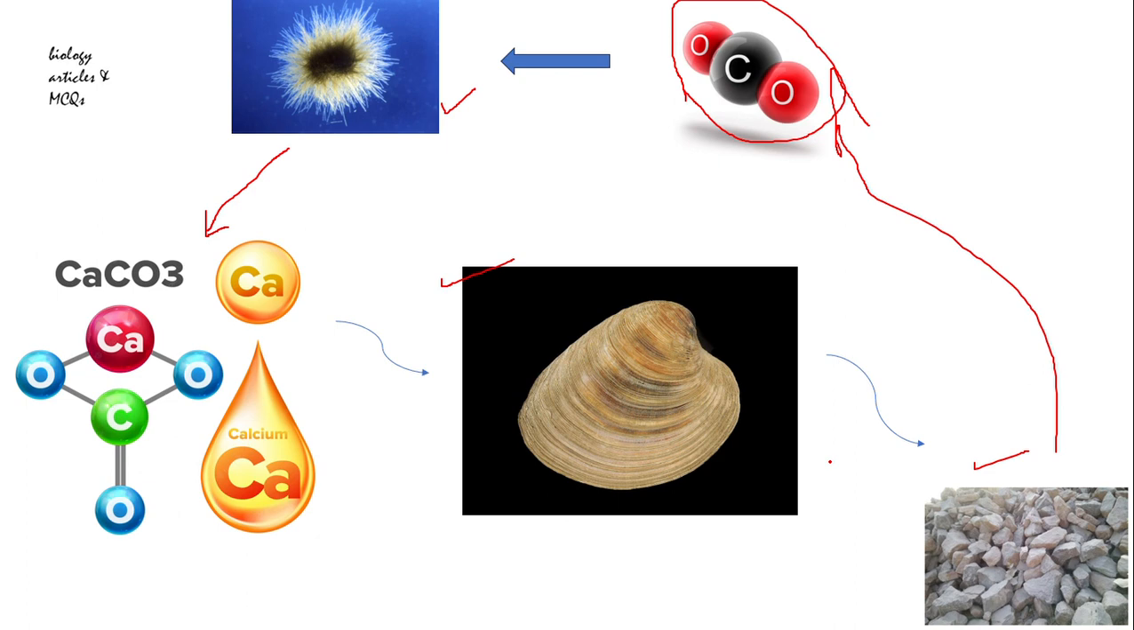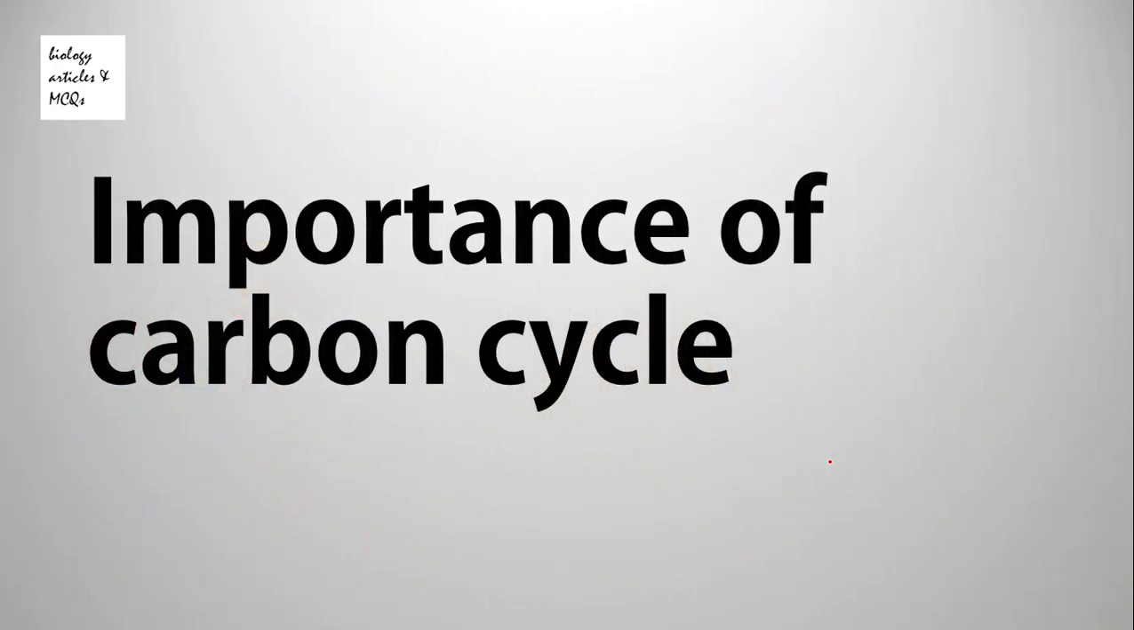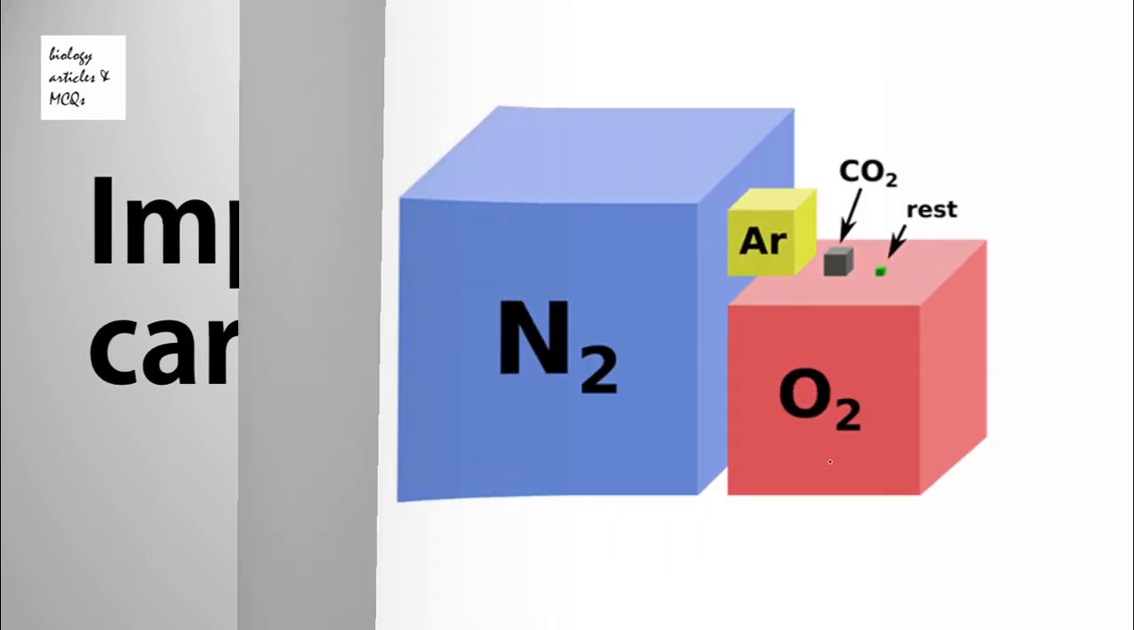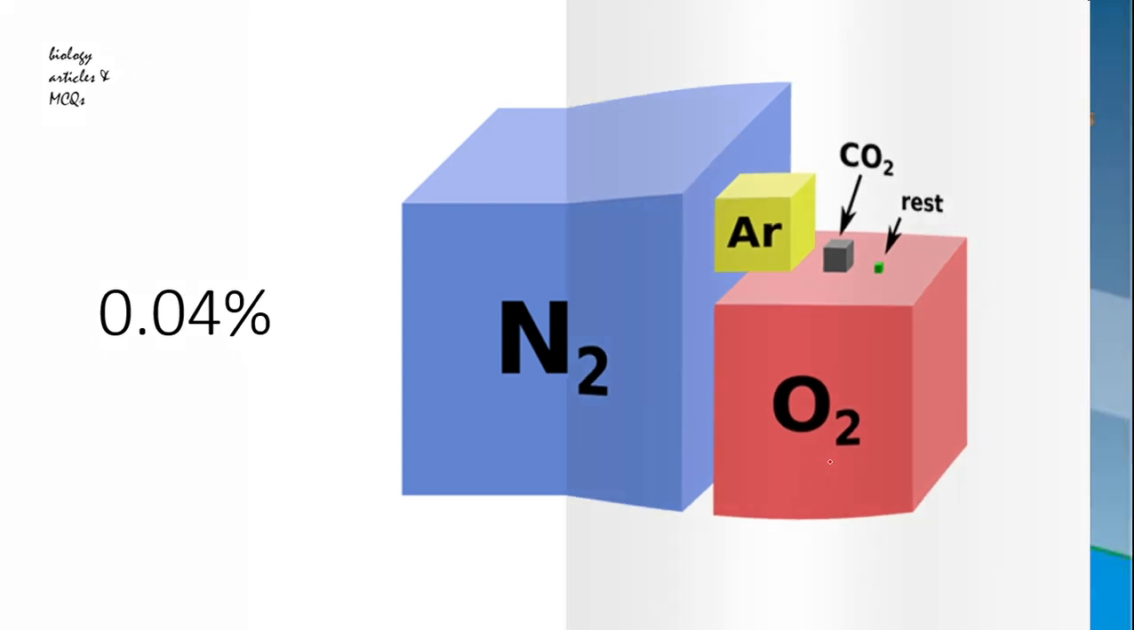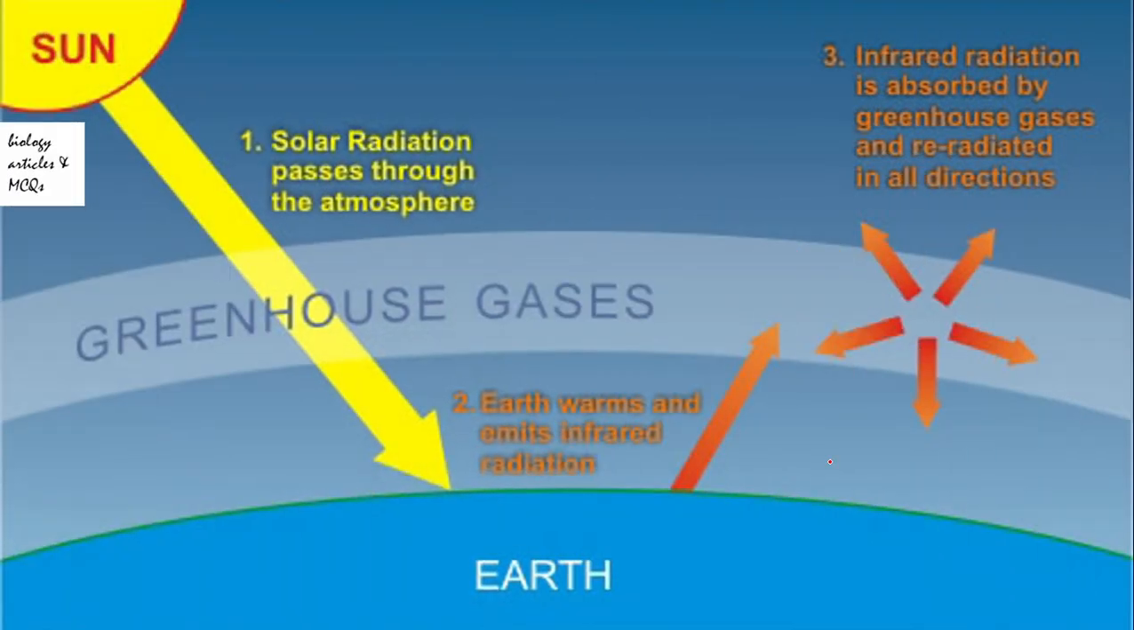I hope you all understand all the processes that are going on. Before leaving, we will also discuss the importance of the carbon cycle. Guys, carbon dioxide is found in small traces in the atmosphere, only 0.04%. But it plays an important role in balancing the energy and in trapping long wave radiations from the sun. So carbon dioxide also acts as a blanket over the planet.